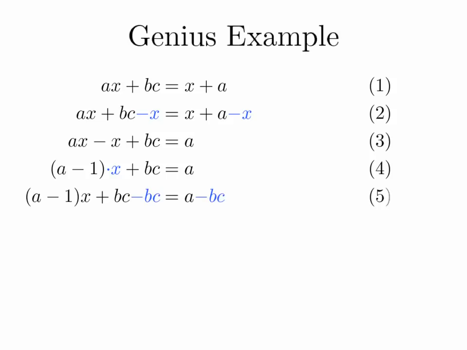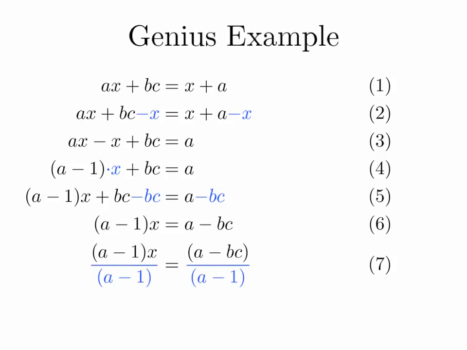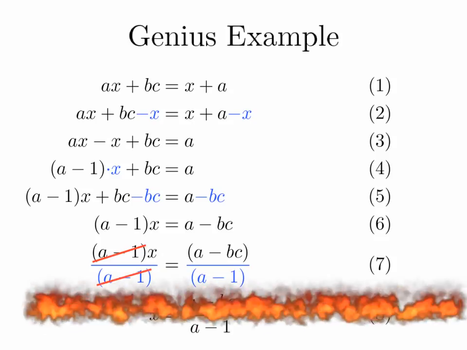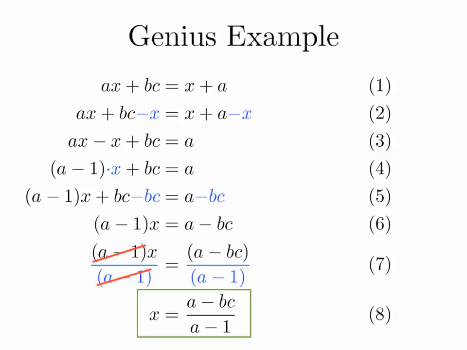So now we want to isolate the x, and then we're left with a minus 1 times x is equal to a minus bc. Now we want to divide both sides of the equation by a minus 1, and when you do that, the a minus 1's cancel, and we're left with x is equal to a minus bc over a minus 1.